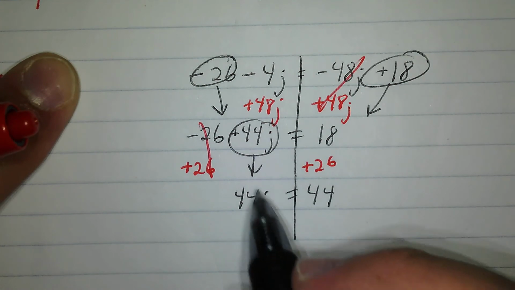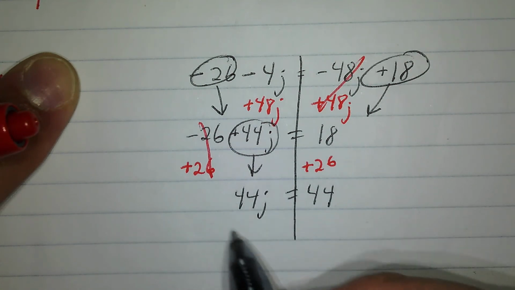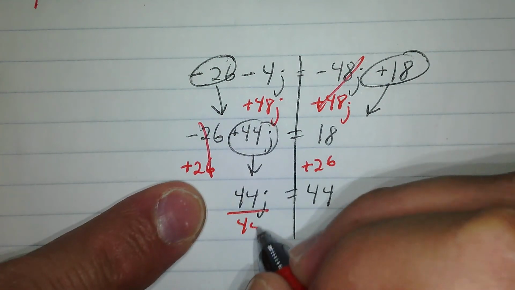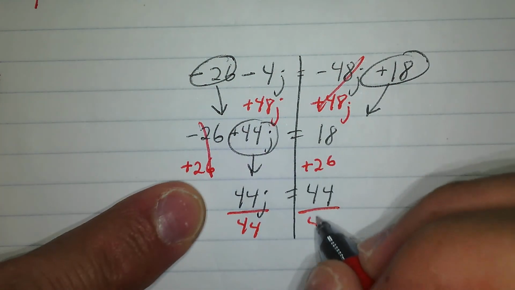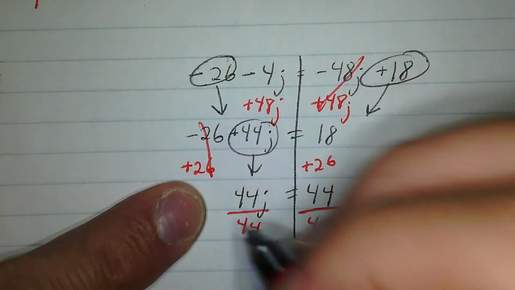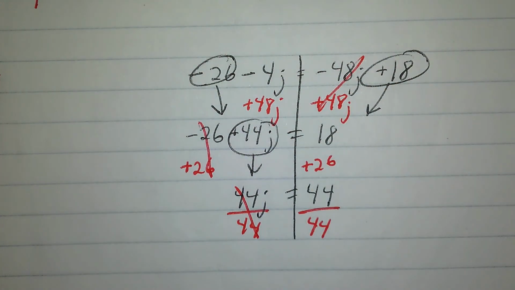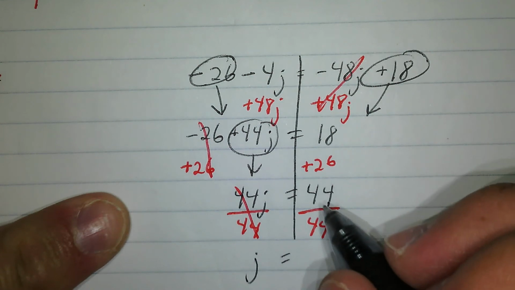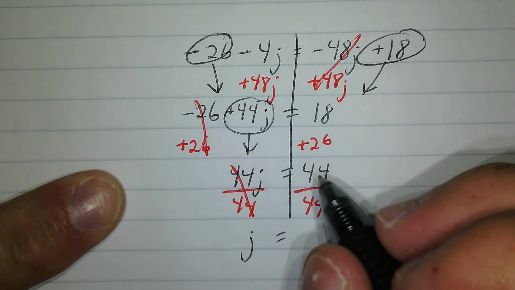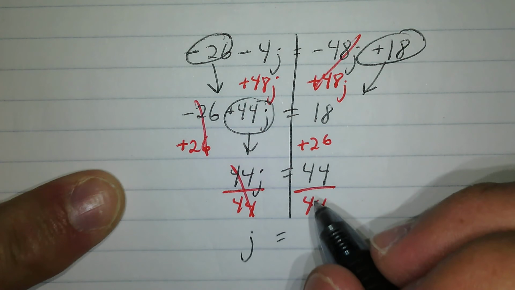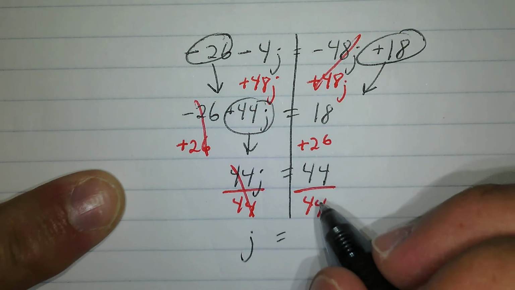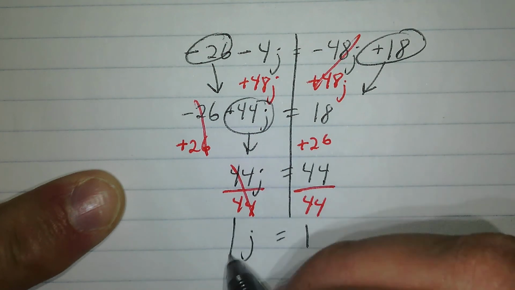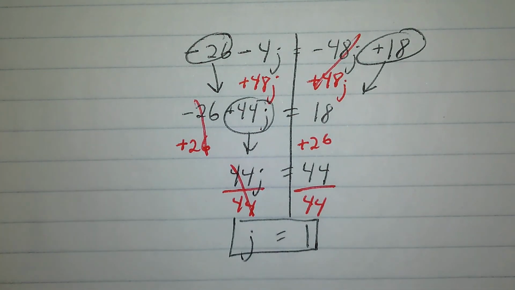Now, I have multiplication here, so I want to get the j by itself. To do so, I do the opposite of multiplication, and I'm going to divide by the coefficient. And what I do to one side, I do to the other. So the 44s end up canceling, and I get j equals, and then this is where some of y'all went wrong. 44 divided by 44 is not 0. 44 divided by 44 is 1. So then my answer would be j equals 1.